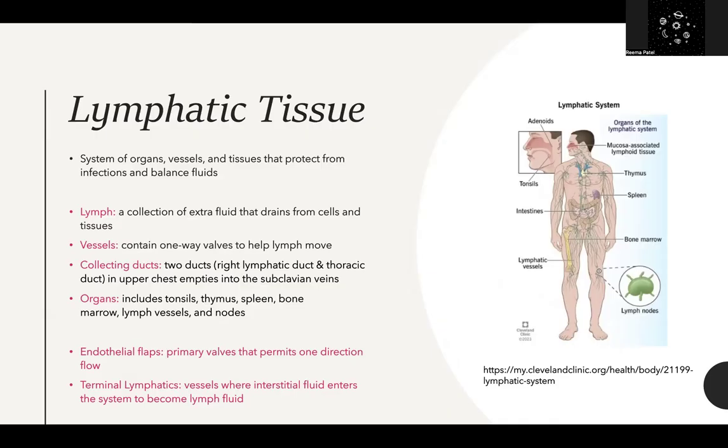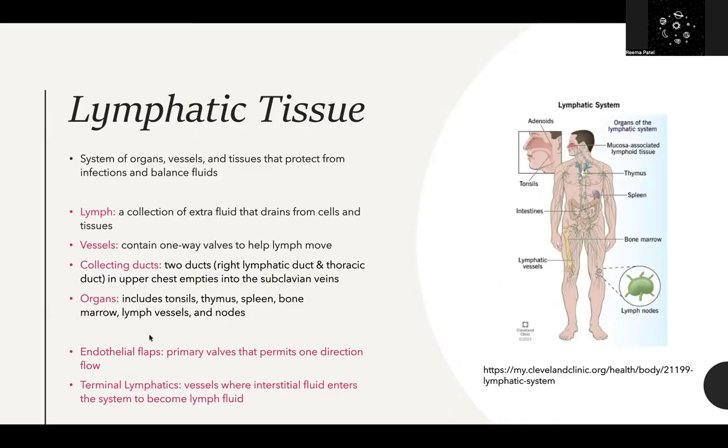So the organs include the tonsils, the thymus, the spleen, bone marrow, lymph vessels, and nodes. The nodes are bean shaped. They're pretty tiny and are found in clusters. They remove pathogens, cancer cells, and debris, and they filter the lymph, which contains the lymphocytes and the macrophages. The spleen filters the blood. It removes old red blood cells and pathogens. And the thymus is most active in childhood.